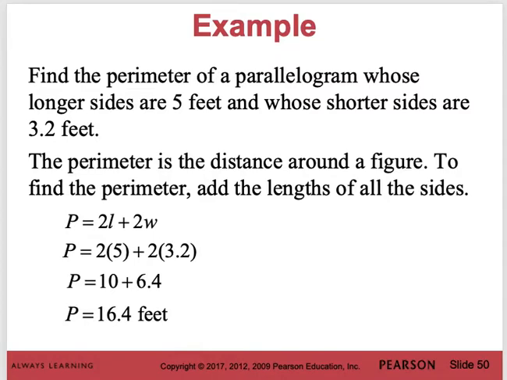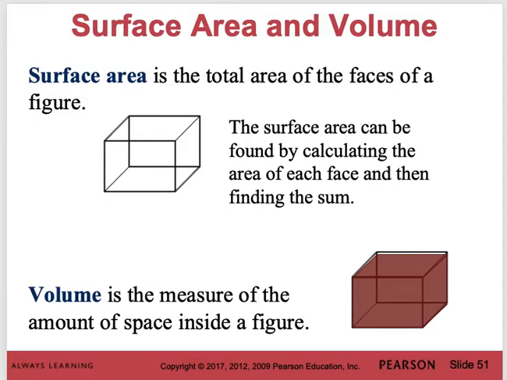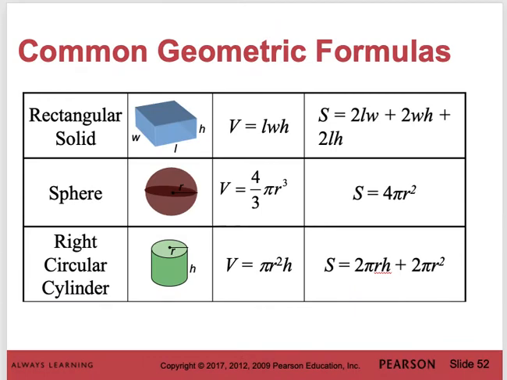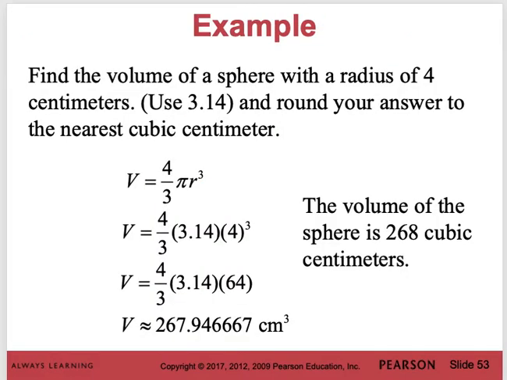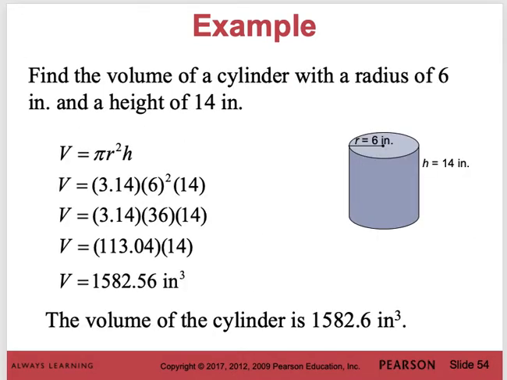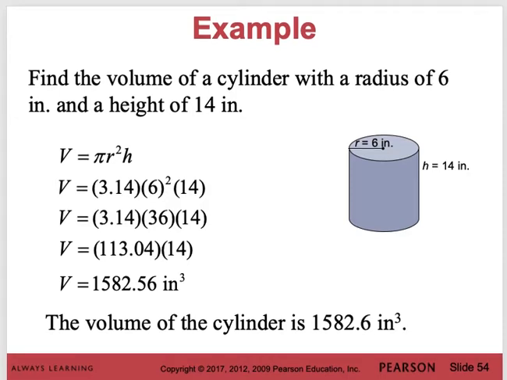Here are some examples. Surface area and volume are also mentioned in this section. Surface area is the total area of all the faces of a figure, while volume is the measure of the amount of space inside of a figure. Here are some common geometric formulas for rectangular solids, spheres, and right circular cylinders. Using those formulas and using values provided in examples, you should be able to replace the variables with the values given to find volumes of certain three-dimensional shapes.